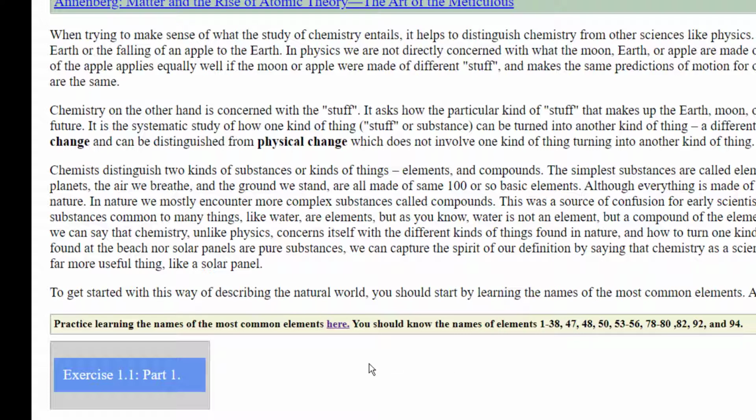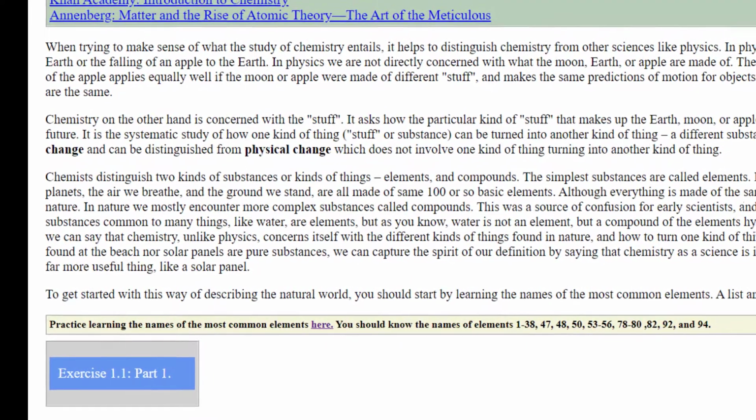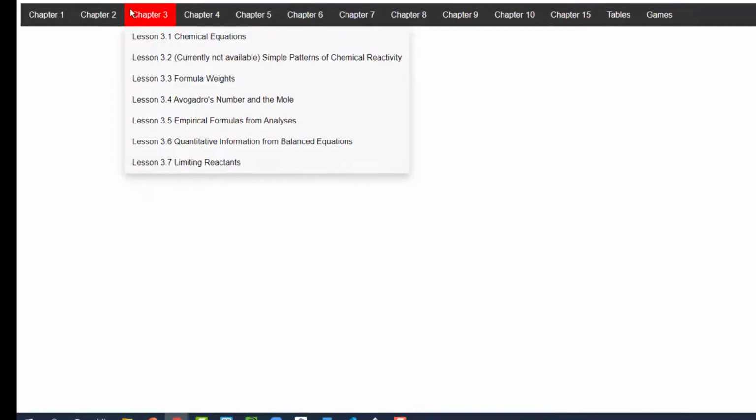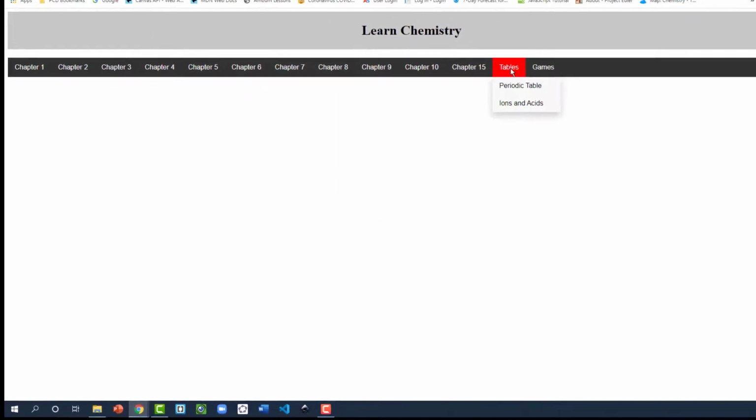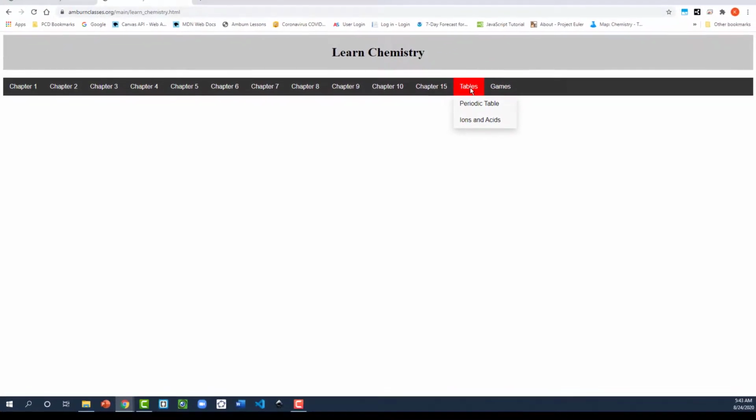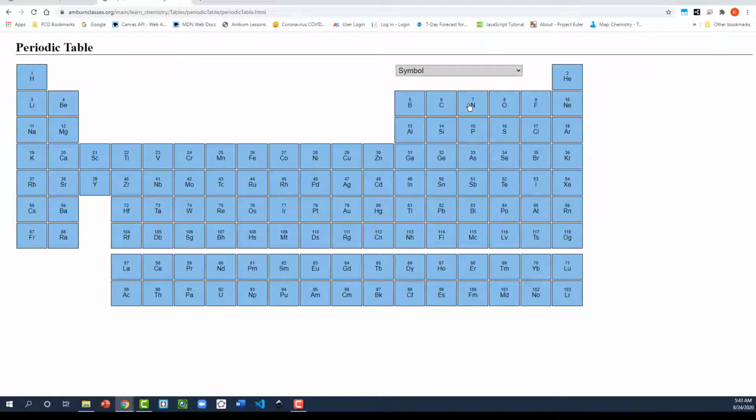So if you're first looking at this, you might be thinking, gee, I don't know. That's a lot of element names. I don't really know those. How am I supposed to keep track of all those? Well, a good place to start would be to go to the website and go over to where it says tables and click on the periodic table. And remember, we're trying to learn the first 38. So I think a good place to start is just start clicking one at a time and see if you kind of know the names.